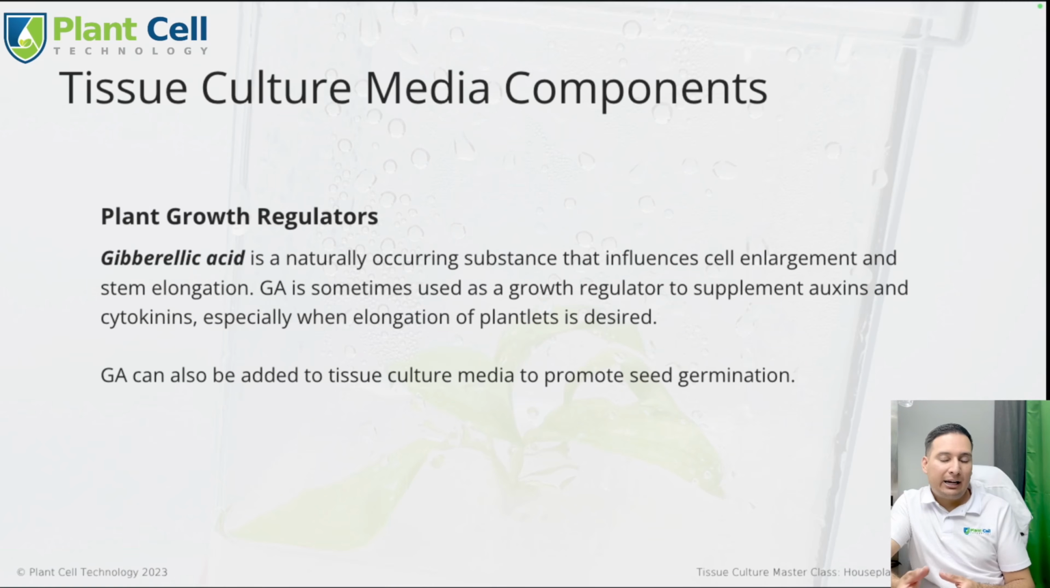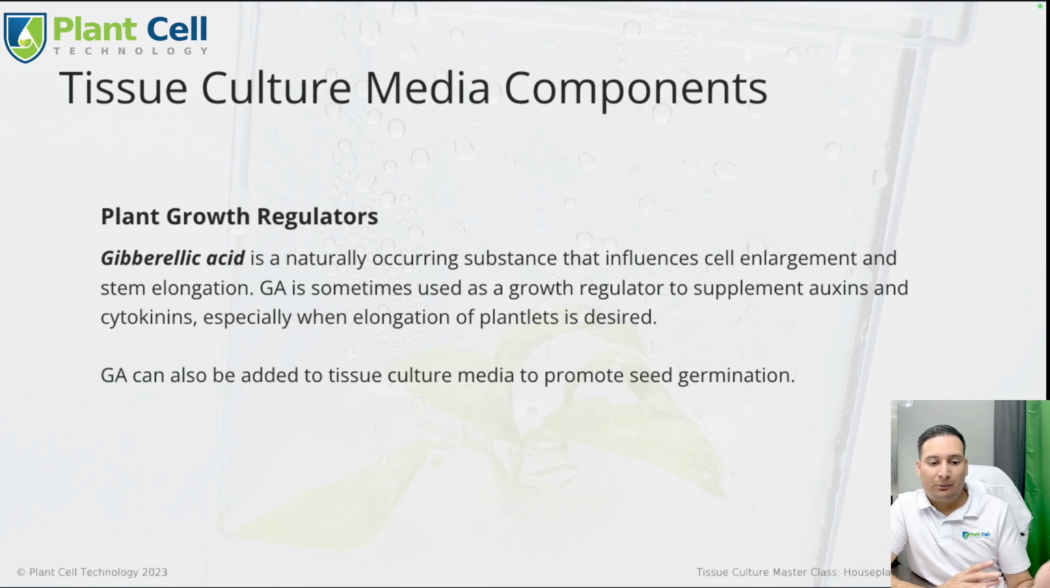You can either soak the seeds in gibberellic acid for a certain amount of time. Again, you have to look at the research paper to know how much to use for different seeds. They are different. To break dormancy, you can also add it directly to the media, which also helps with breaking the dormancy. It's also used for cell elongation.